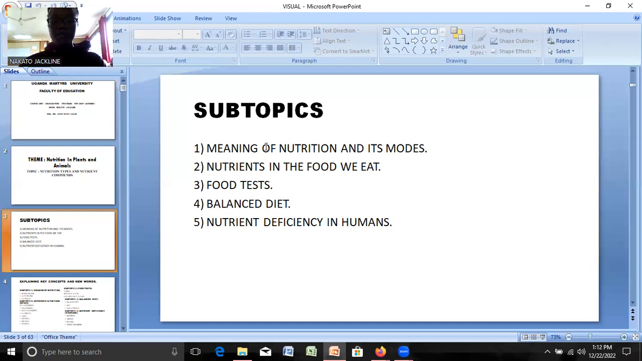Then the first subtopic is the meaning of nutrition and its modes. Then we have nutrients in the food we eat as the second subtopic. Then the third subtopic is food tests. The fourth subtopic is balanced diet. The fifth is nutrient deficiency in humans. That is what I visualized about.